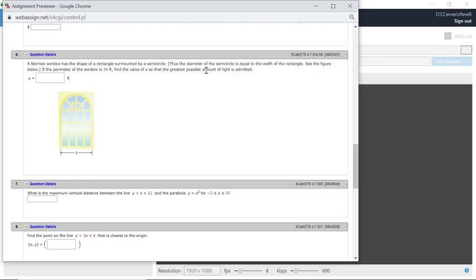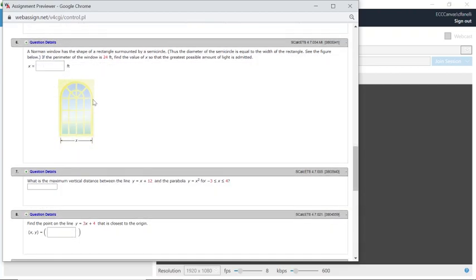The amount of light is increased by increasing the area of the window. So they're saying, what is the largest possible area that you could construct if the perimeter is 24 feet? And we still don't know the height of this rectangle here. We should not assume that it's x, because we weren't told that this was a square down here. We were told this was in fact a rectangle down here.